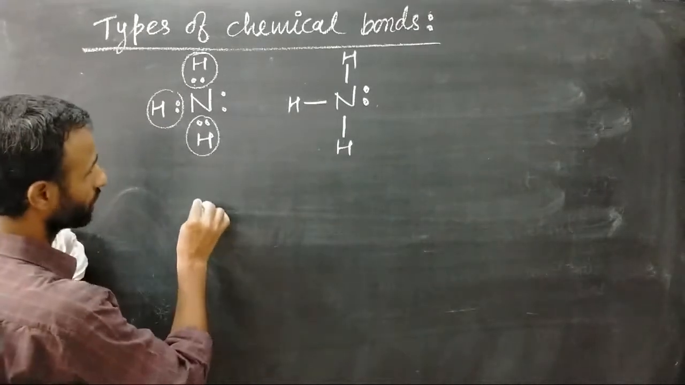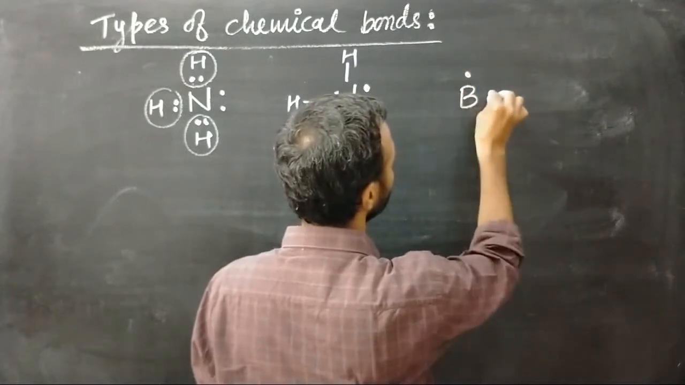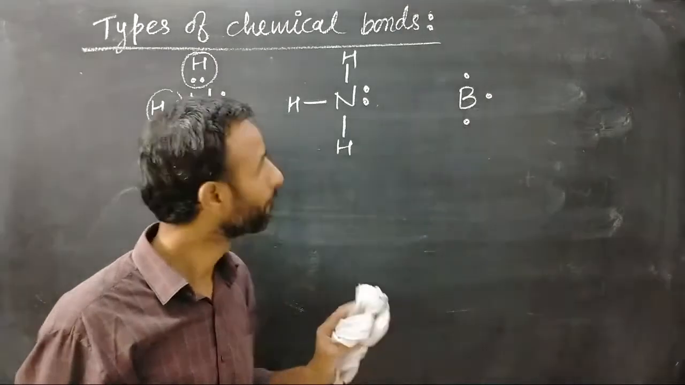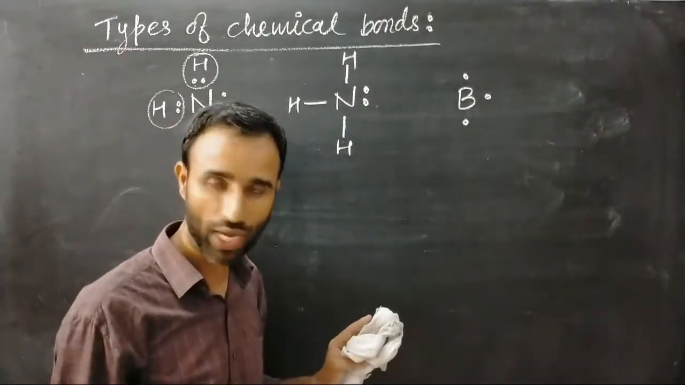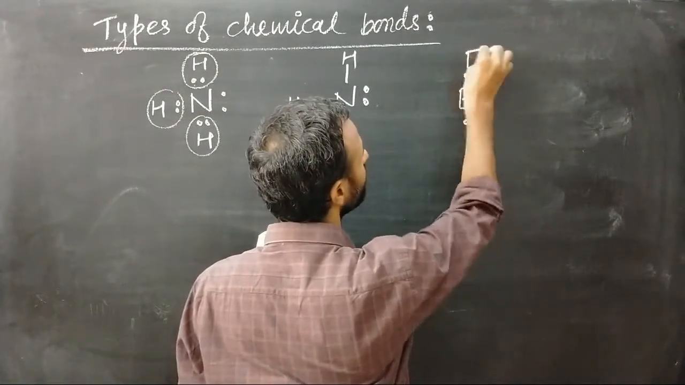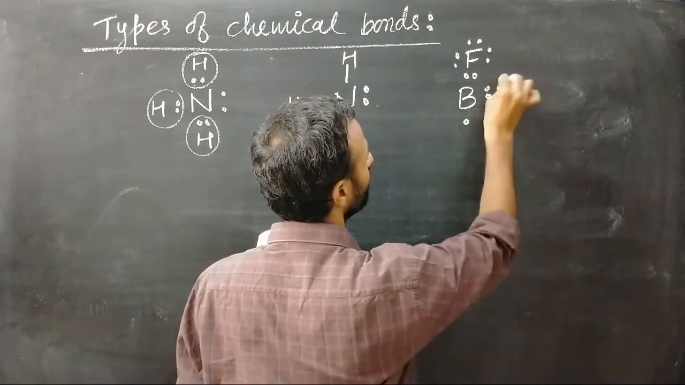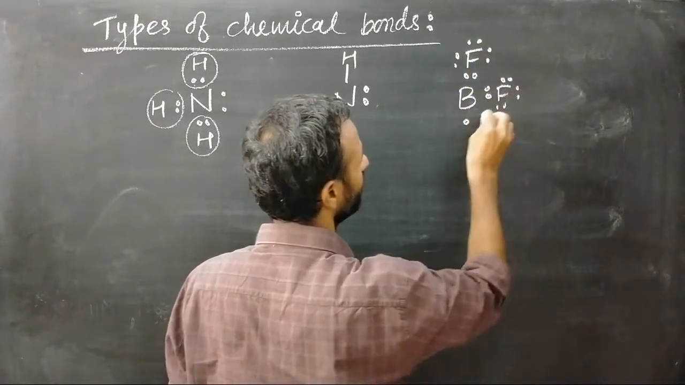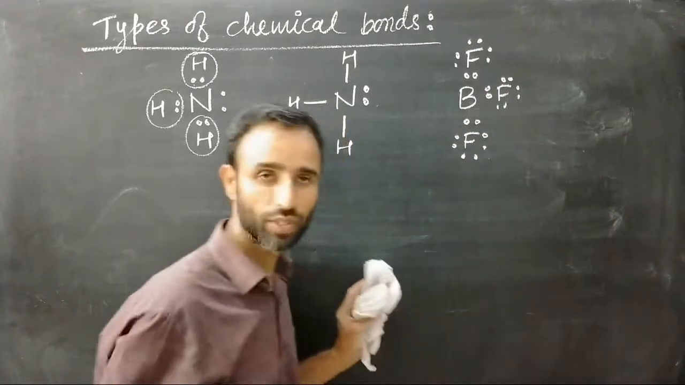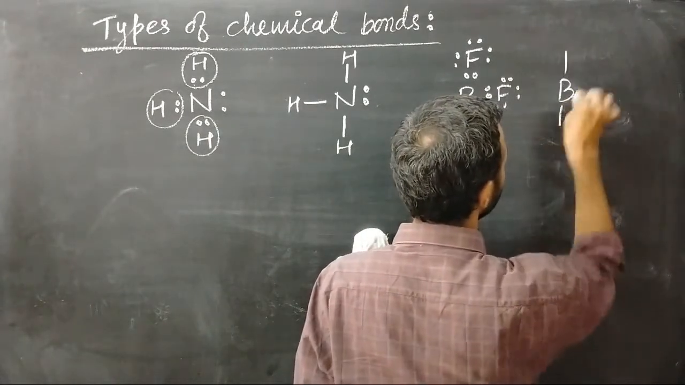Now let us talk about boron. Boron has 3 valence electrons, right? So it can form 3 bonds with any other atom like fluorine. Fluorine has 7 valence electrons. It needs 1 more electron to complete its octet. So in this way we get BF3.